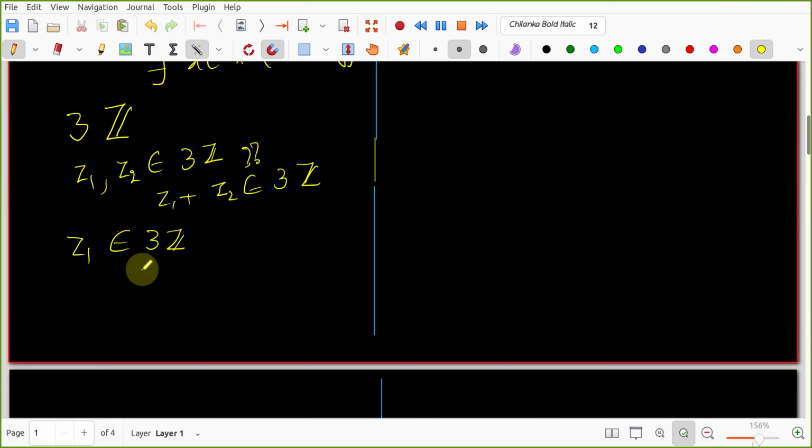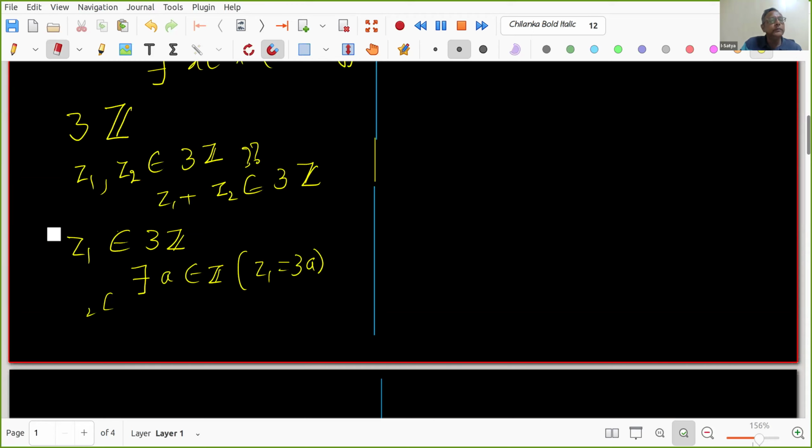There exists an A belonging... Okay. I know that you can tell. That's why I'm waiting, and that's why I'm asking again. You can tell this. I know about you. So there exists some A belonging to integers such that Z1 equals 3A. Wonderful. This is what I'm expecting from you.